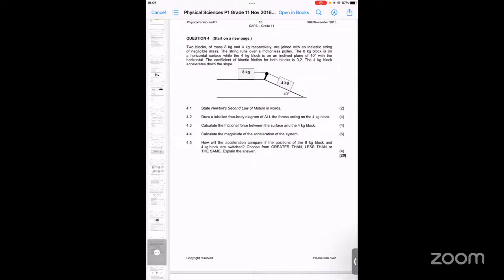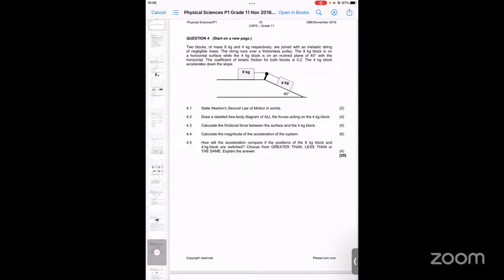I'm not sure at this stage, are you able to state Newton's second law, or do you only practice it a day before you go to write? No, I can, sir. Okay, then it's fine. We can just skip it. And then on 4.2, maybe let's discuss 4.2. How would you draw a labeled free body diagram of all the forces acting on the 4 kg?